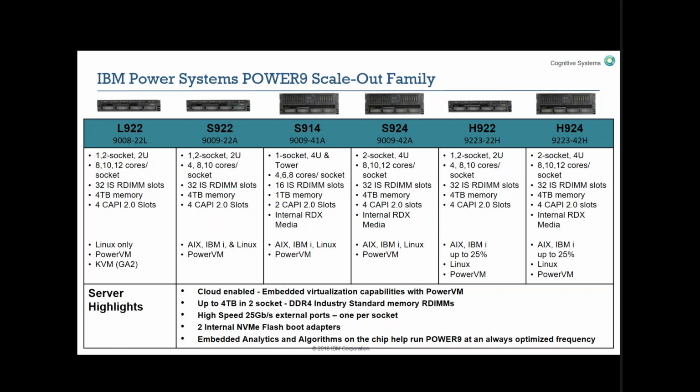IBM i customers tend to love the 4U systems, so our S914, S924, and previously the S814, S824 were very popular with IBM i customers. And then, like I said, we have seen some traction with the 2U models, but definitely not as much as the 4U models. A lot of customers just like the more capability to have more disk and more I/O in those. So again, any questions, we'll be glad to help.